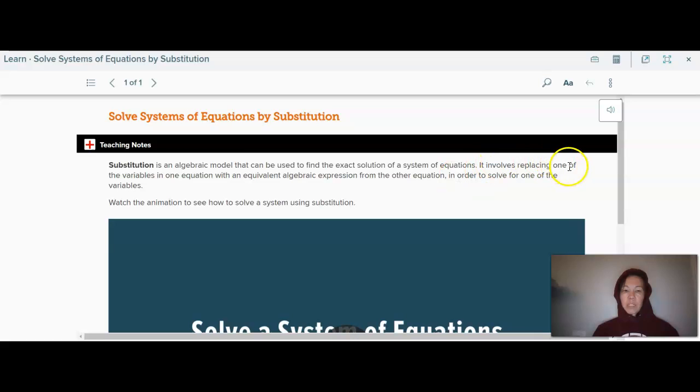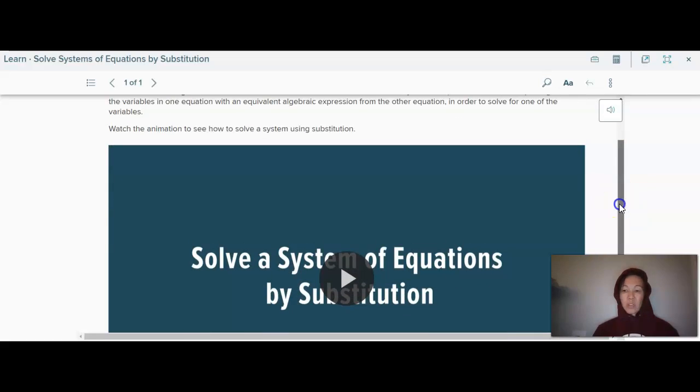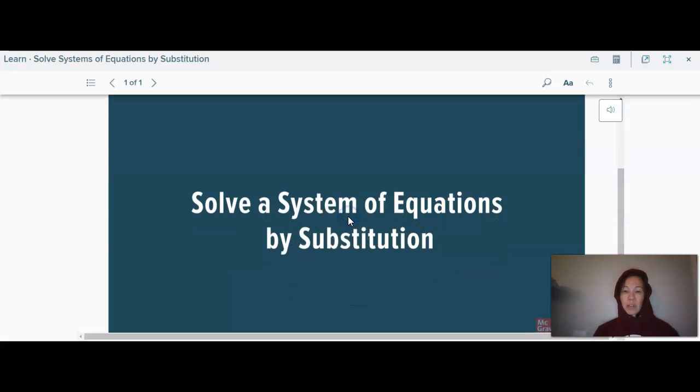It involves replacing one variable with another. We're substituting one thing for another, so you guys can watch this really quick and then we'll do some examples together.